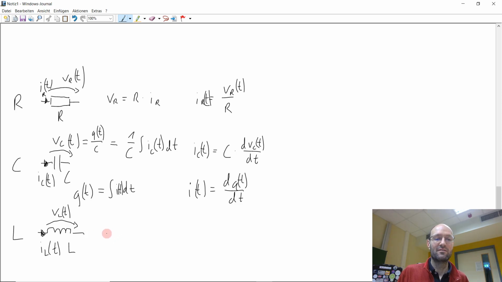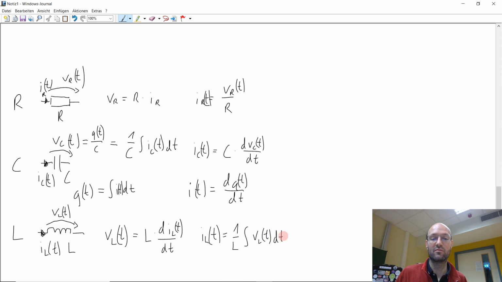Here we get a voltage across the inductor if the current changes over time. So if the voltage changes, we have a current. Here, if the current changes, we get a voltage. And the other way around, we could also calculate the current by doing 1 over L and then integrating the voltage drop over time.